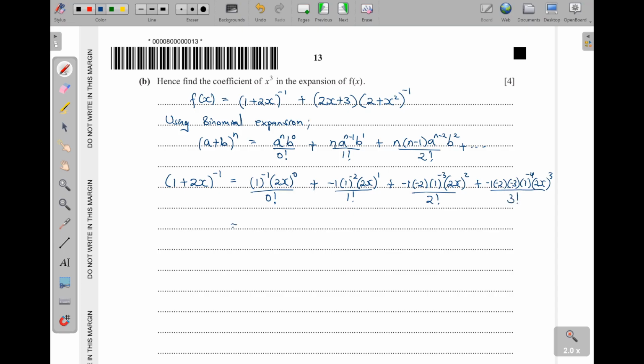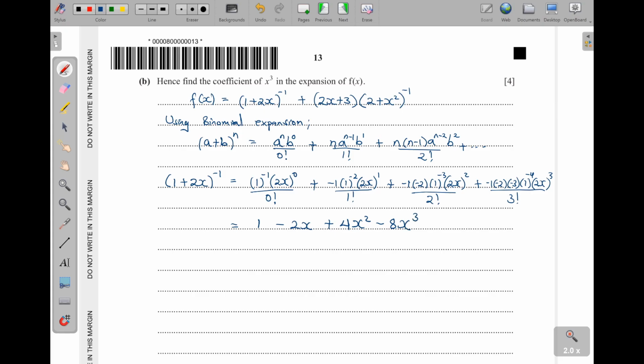Now this one is going to give us 1. 0 factorial is a 1 because there is only one way of arranging an empty set. And then this other one is going to give us a minus 2x, and then the other one will give us 4x squared. Remember this one is positive, so it cancels with this one. 2 factorial is 2, and when you square here, you get 4x squared. Then minus, this will be 8x cubed.